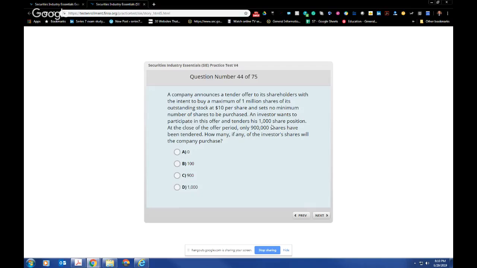So basically, a tender offer is a company or somebody offering to buy your shares at a set price. So if you want to sell your shares, you tender your shares to them, and then they buy them from you.